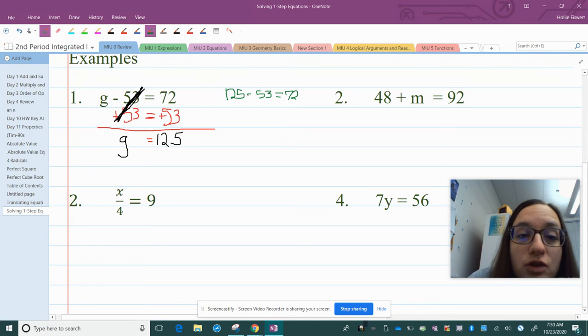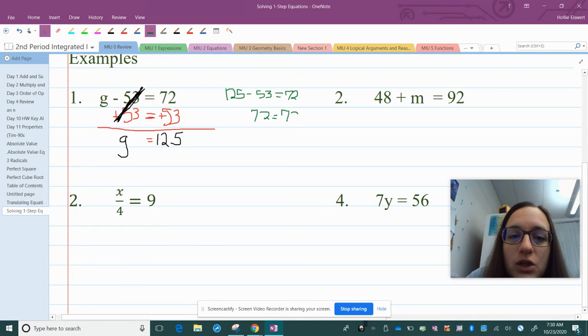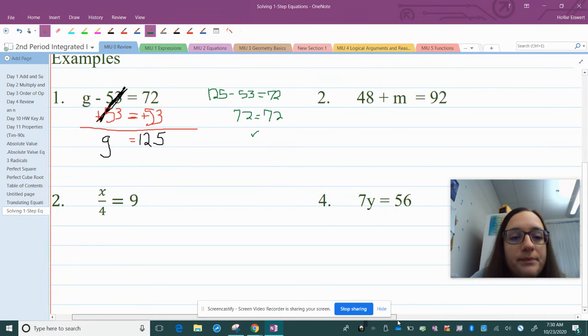Well, yes, if we subtract those, and you can set it up to the side and borrow if you want, we get 72 is equal to 72, and we checked it. So you could make sure to get 100% on this test by checking your work. So if you're ever worried and you're like, that looks weird, check it.